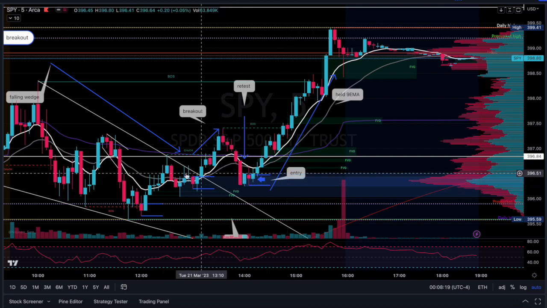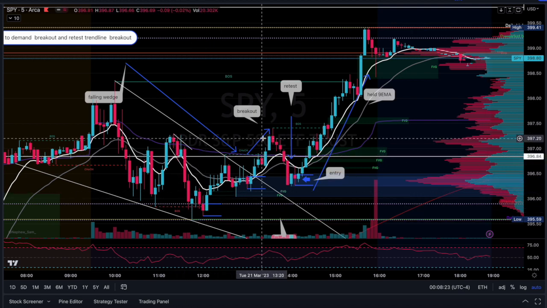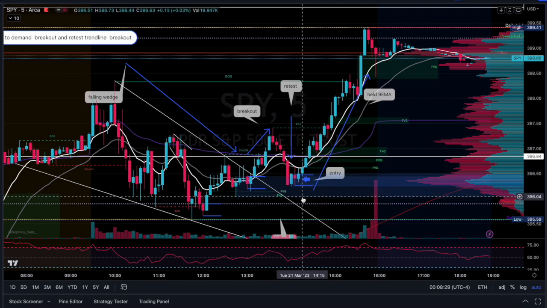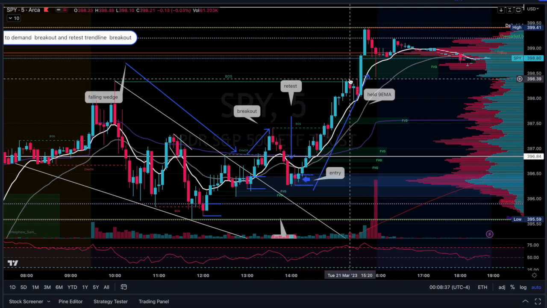Find your supply and demand zone, and that's what it looks like. Falling wedge, breaks out, comes back down, retest. If it holds, enter here, less risk. Your risk is the bottom of this demand zone. You've entered here, or entered here, and look, it went.